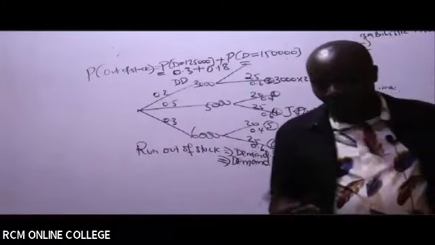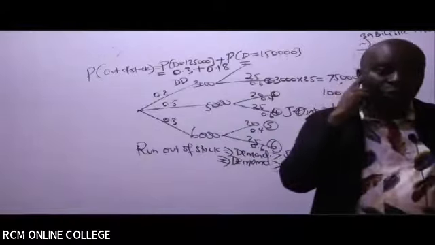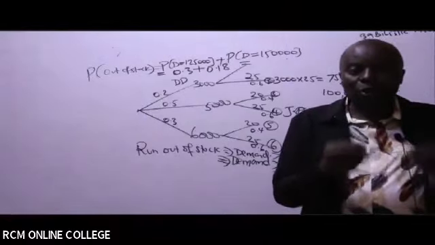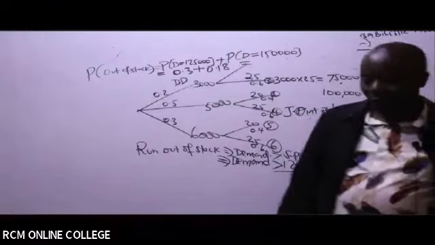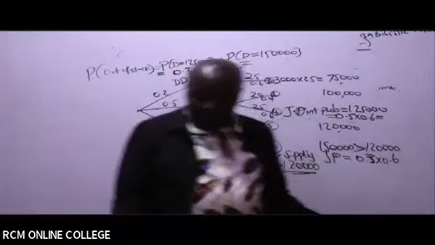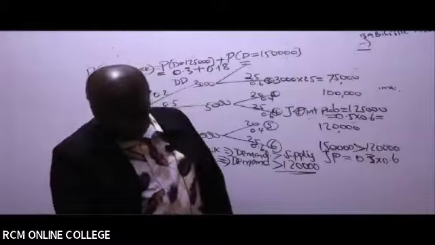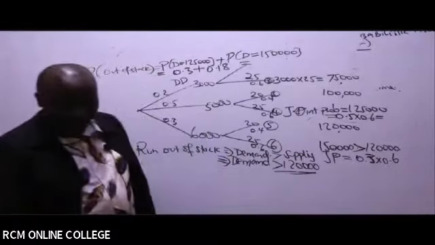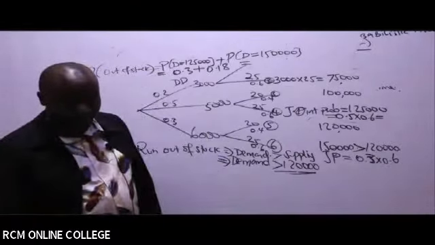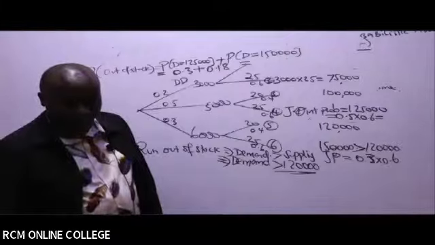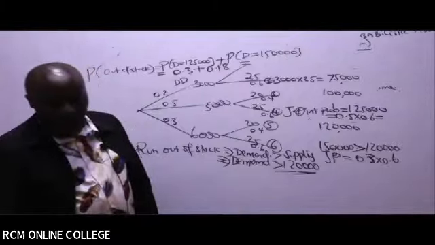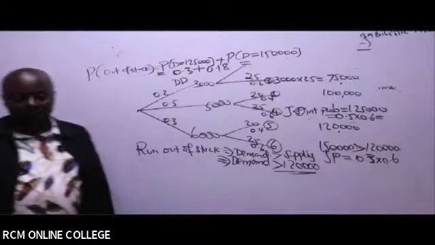Once we've been able to identify them, what we need to do is get their joint probabilities, which in this case ends up giving me 0.48, a 48% probability.